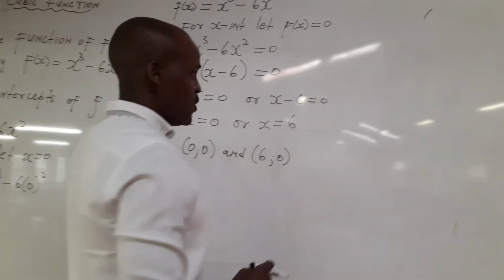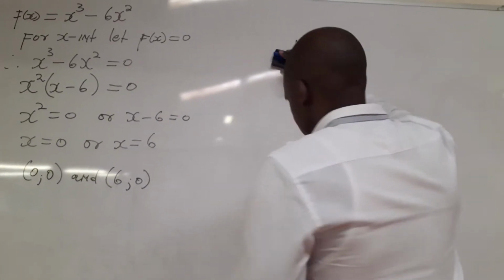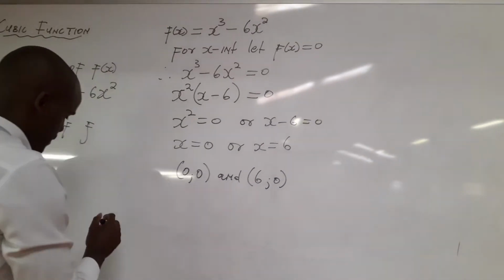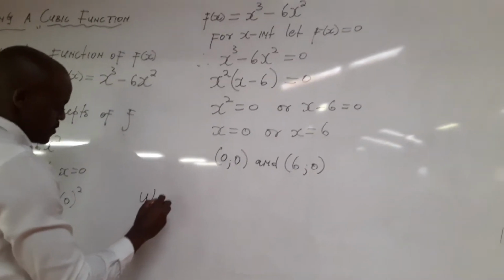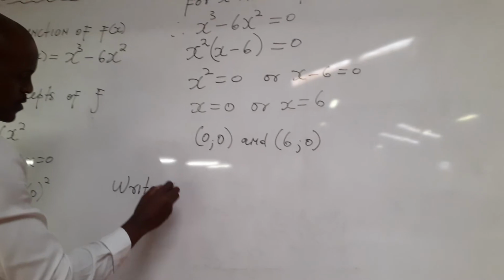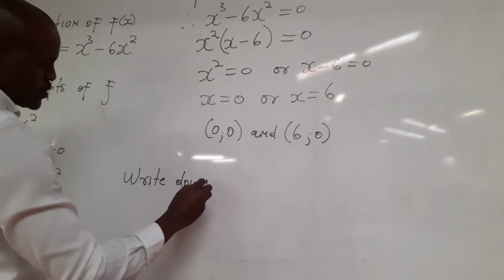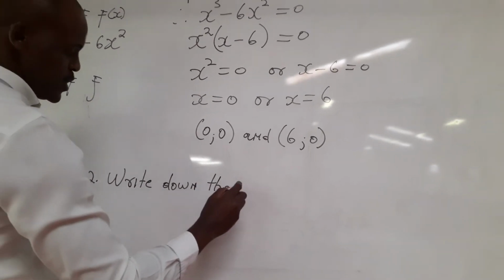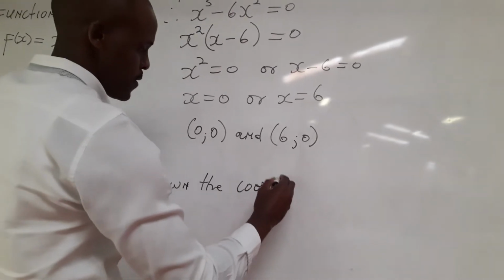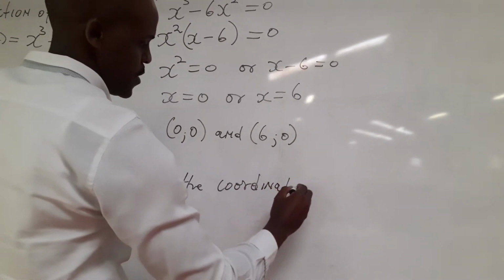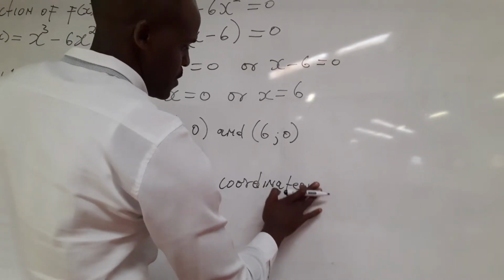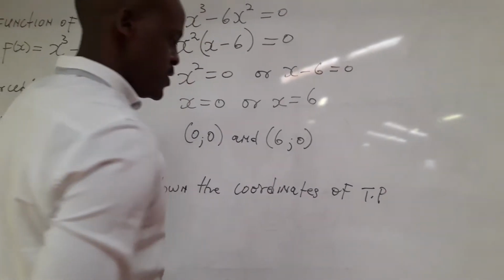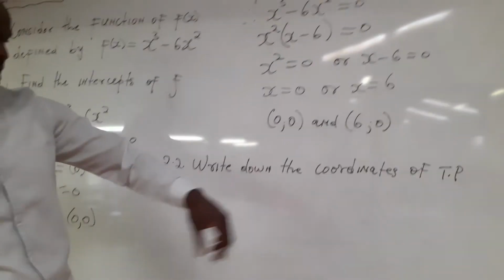Intercept. Let's see what the next question is. The next question: write down the coordinates of the turning points of the graph of f. We are to write down the coordinates of the stationary point, the turning point.